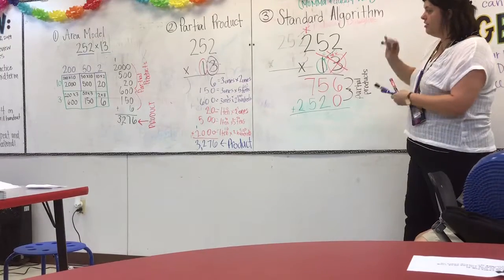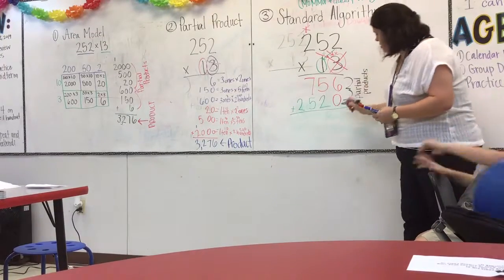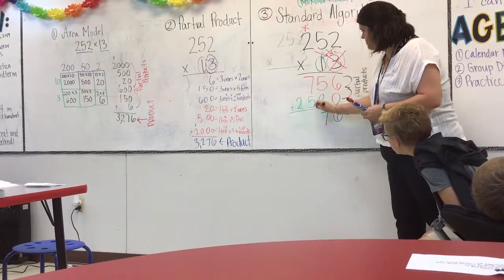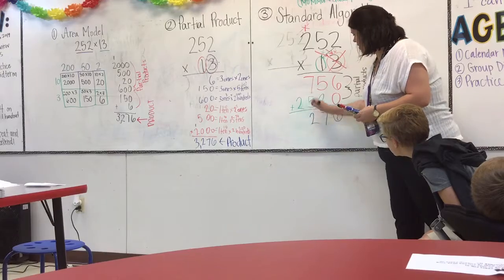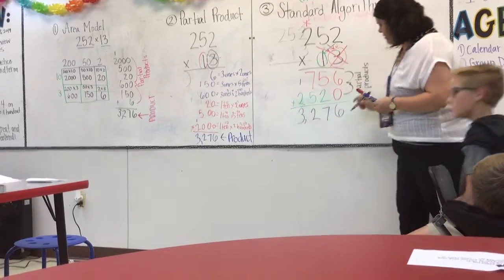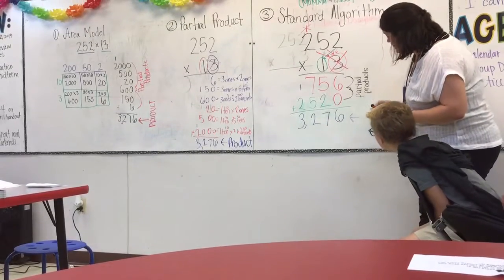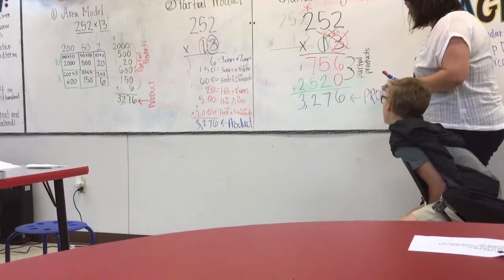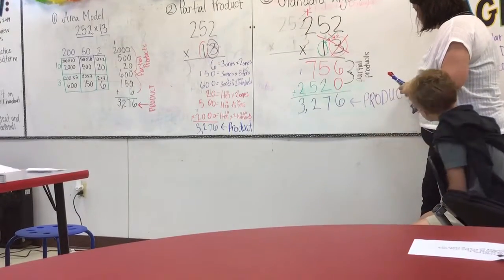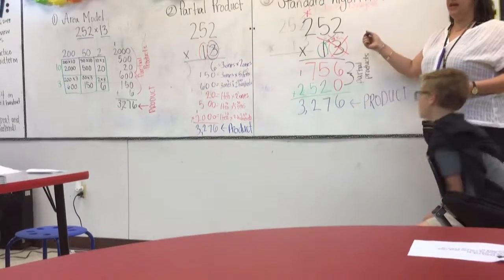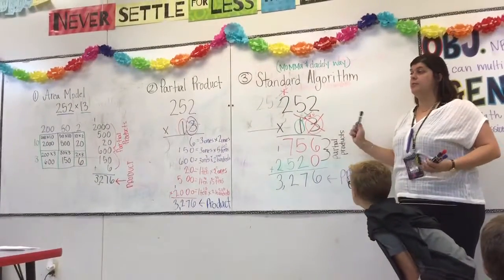But I want to show y'all something really cool. Hold on. 6, 7, 8... so your final product doesn't change, the answer is still 3,276. This is the standard mom and daddy way. It does take less time. That's why moms and daddies love it.